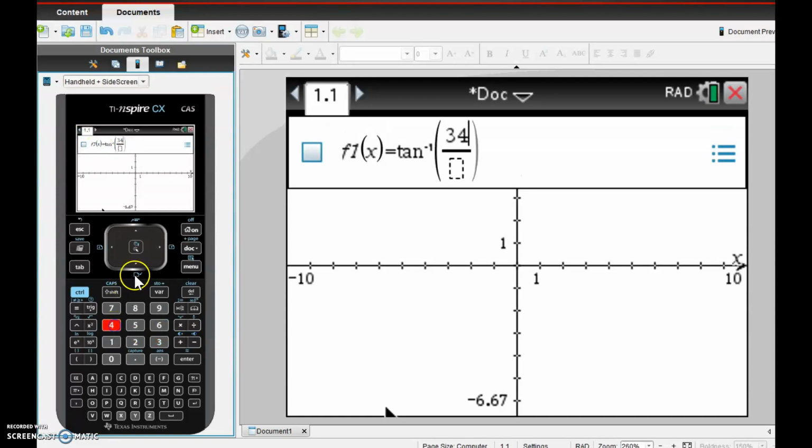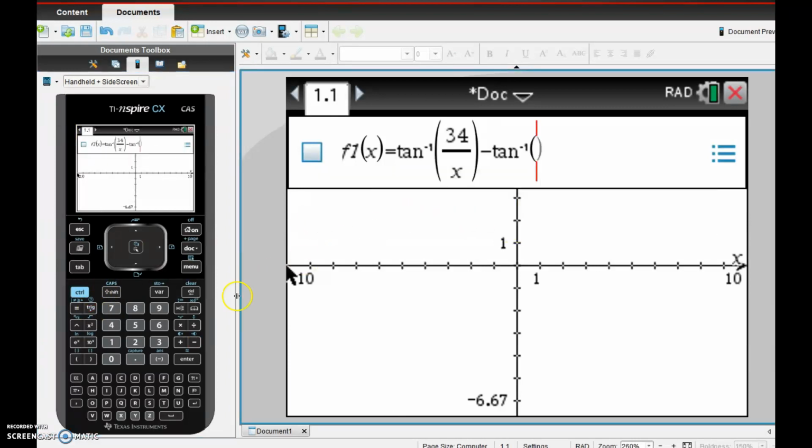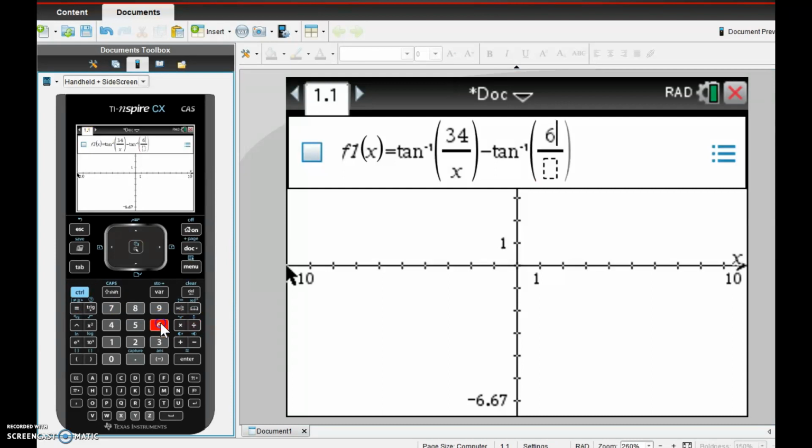So 34 over x minus inverse tangent of 6 over x. All right, so we're going to graph that.